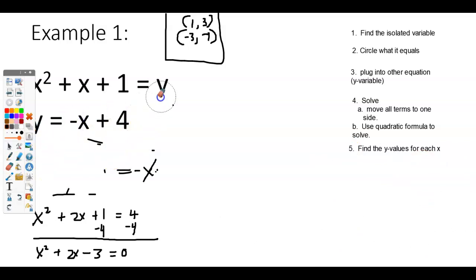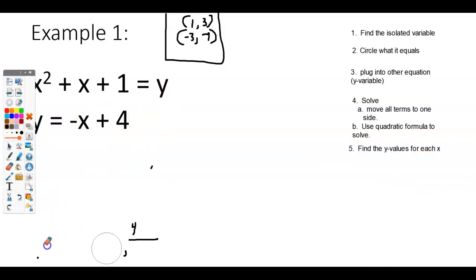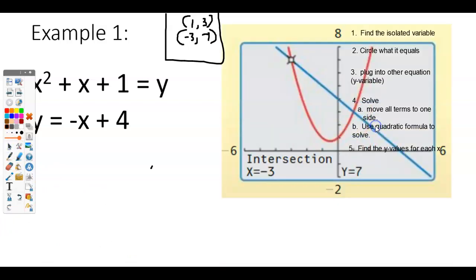Okay, so let me erase all this, and then the last thing I did was I actually made a graph here for you guys to see the actual thing happening. So y equals negative x plus 4 is this blue line. y equals x squared plus x plus 1 is this red parabola. And you can see they're crossing at two spots here, and here are those two spots, which we found, instead of looking at the graph, by using the substitution method.